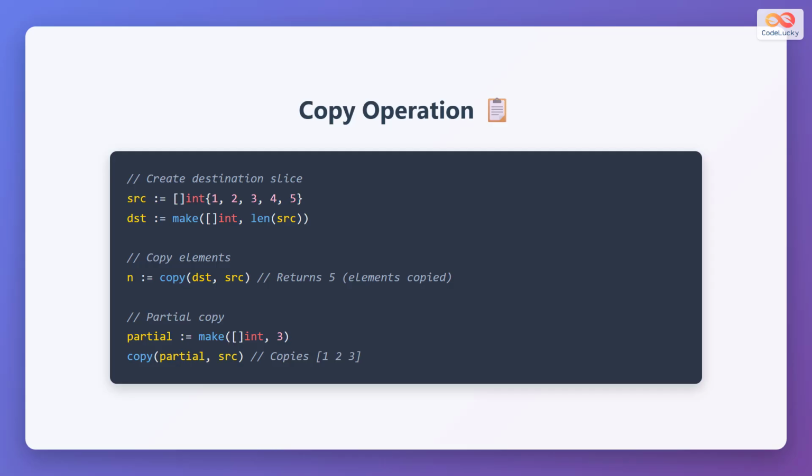You can also perform a partial copy by creating a destination slice with a smaller length than the source slice. In this example, we create a slice called partial with a length of 3, and then we copy from SRC to partial, which results in 1, 2, and 3.